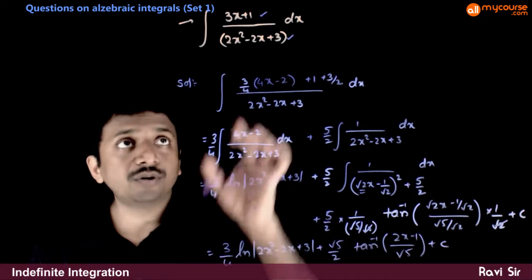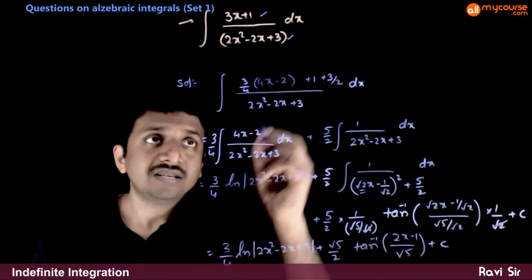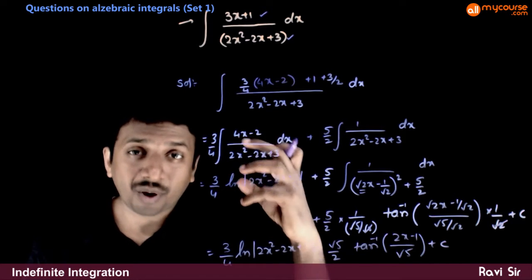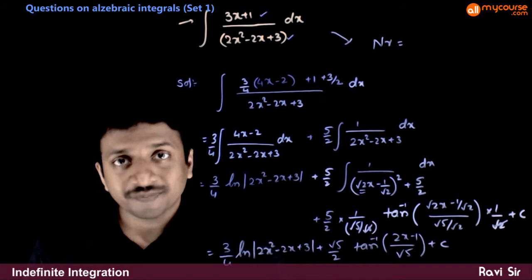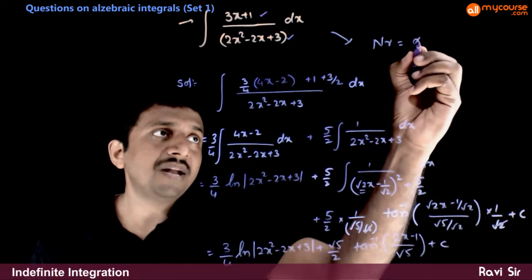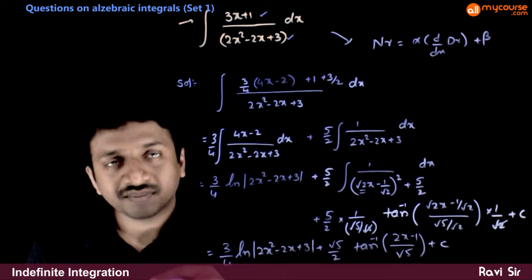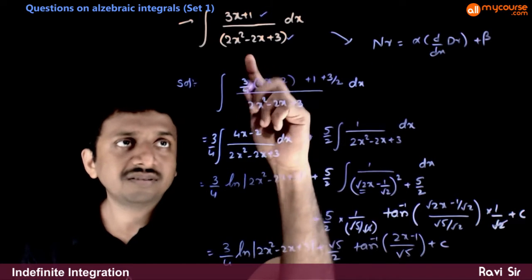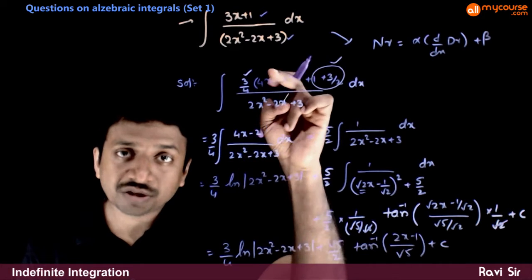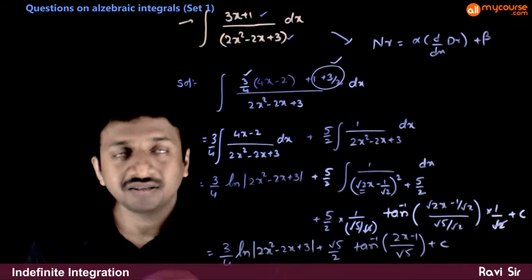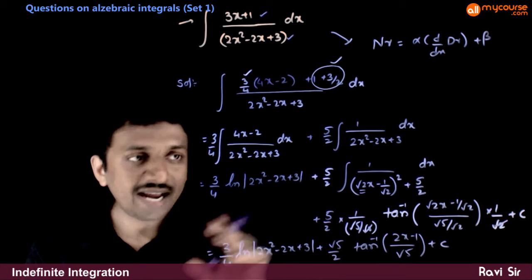So I hope you are understanding how to simplify linear by quadratic. If I have to say the process analytically, I'll say it something like this. You should try to express the numerator as some number times d by dx of the denominator plus some other number. So we can find alpha and beta. This is alpha, 5 by 2 is beta. So some number times the differentiation of the denominator plus some other constant. If you can write the numerator in this form, then you can split the integral and get the answers.